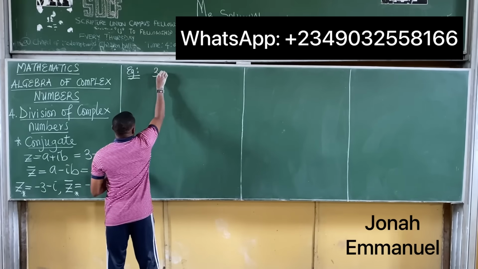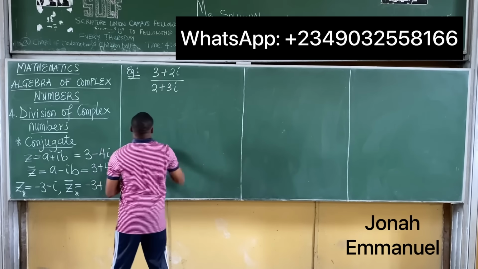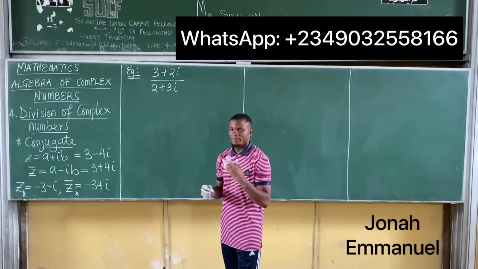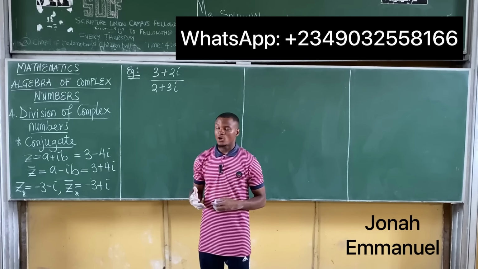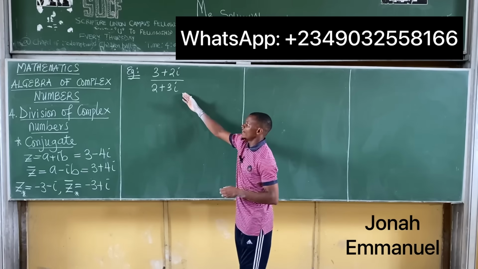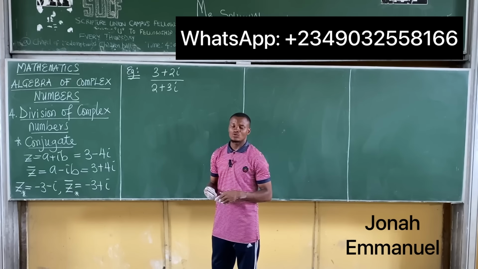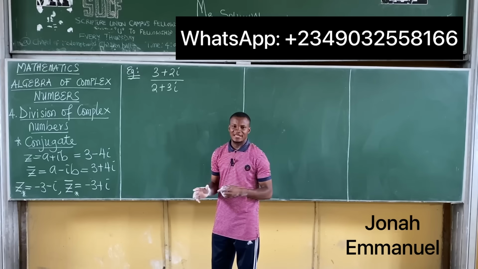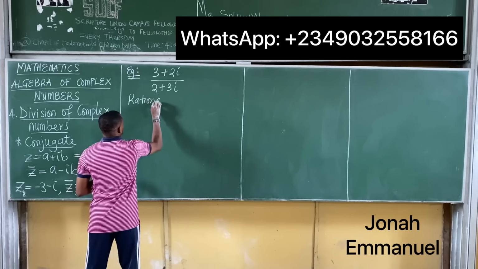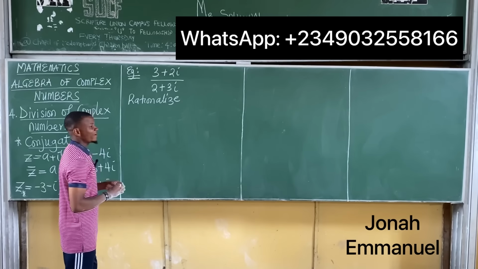Let's say I have 3 plus 2i dividing 2 plus 3i. So this is a division of complex numbers. The idea is this: it is improper to leave the denominator of a fraction as a complex number. It's not proper. So in cases like this, where I have the denominator of a fraction as a complex number, what do I do? I'll have to rationalize, just like the same idea with surds. What do I mean by rationalization?